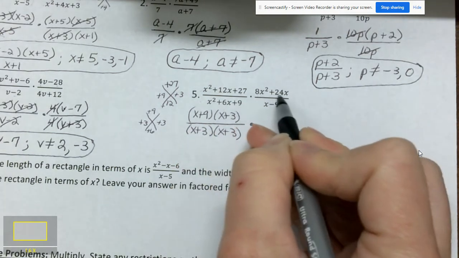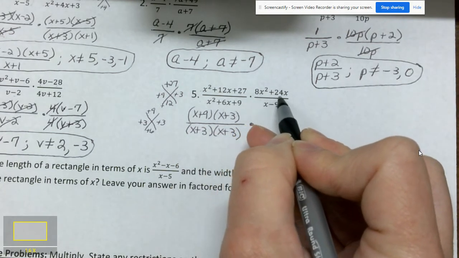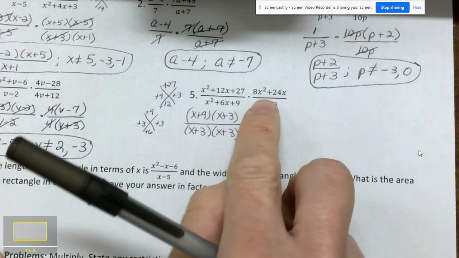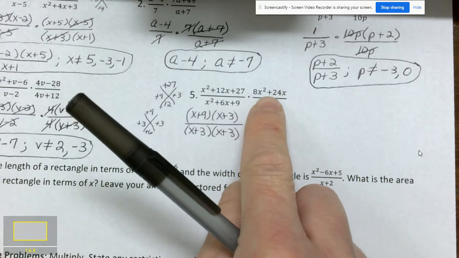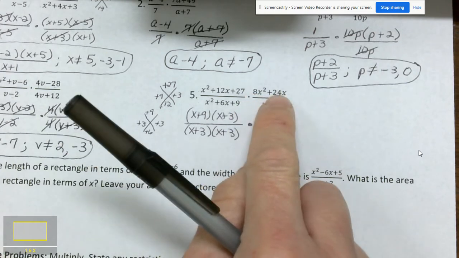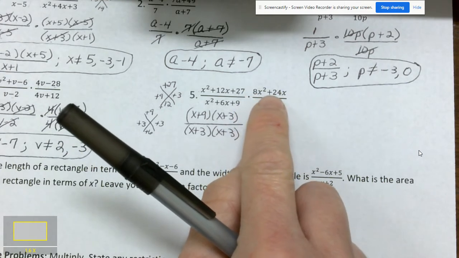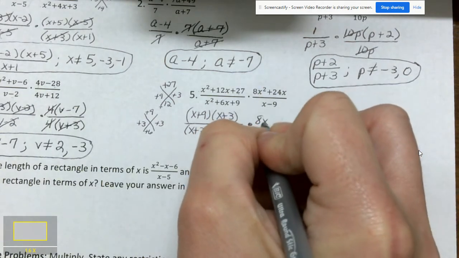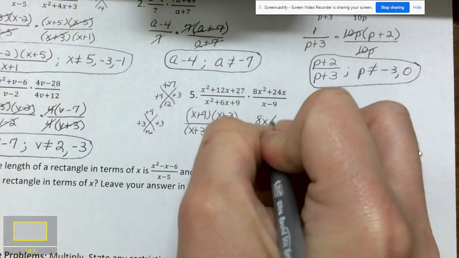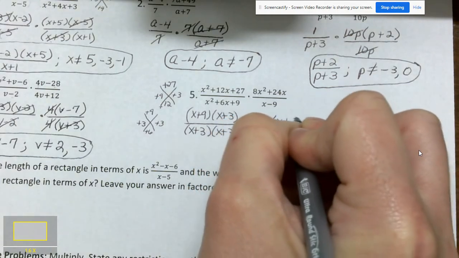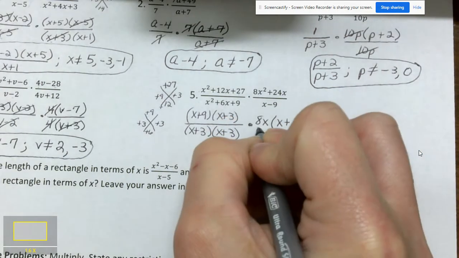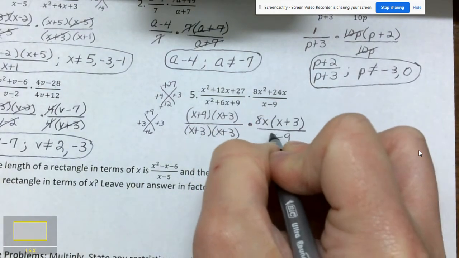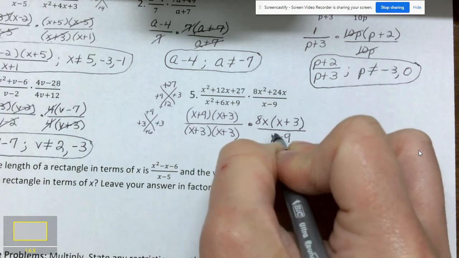All right, now over here, 8x squared plus 24x. Okay, it's not a trinomial, it's a binomial. It doesn't have a minus in the middle, so it's not a difference of squares. So do these two things have something in common, a greatest common factor that I can take out? Yes, they do. They have an 8 and an x in common. That leaves me with x plus 3 over, okay, x minus 9, that's as simple as it gets. So I can't do anything else to it.